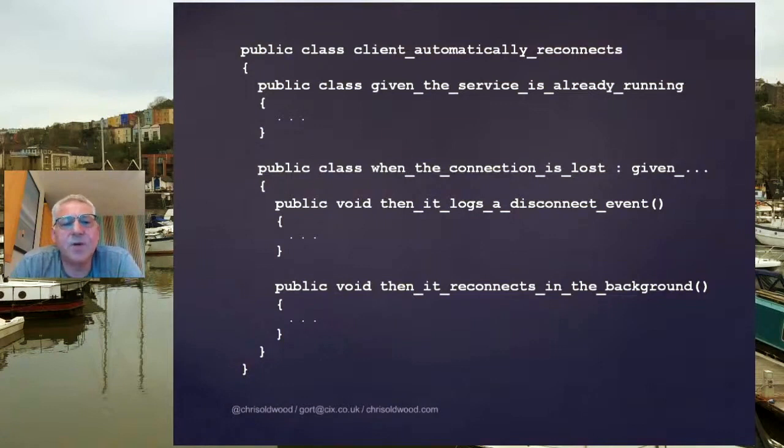And I can read it from top to bottom. So I have my fixture, which describes the behavior, which is that a client will automatically reconnect. I have my arrangement or my setup: given the service is already running, when the connection is lost, and then I have two behaviors. Then it logs a disconnect event, then it reconnects in the background. So here I'm describing two things that happen when that disconnection happens.